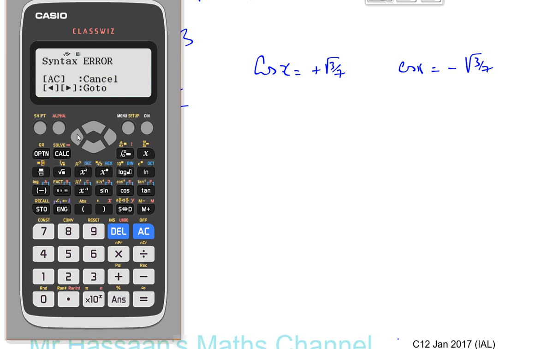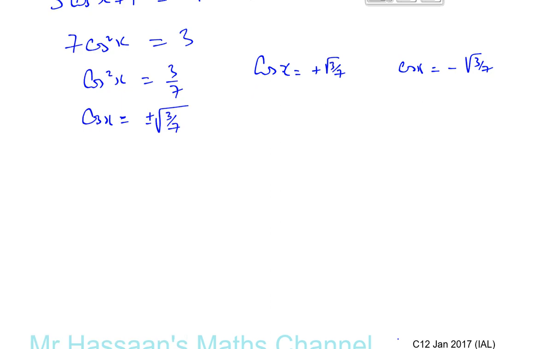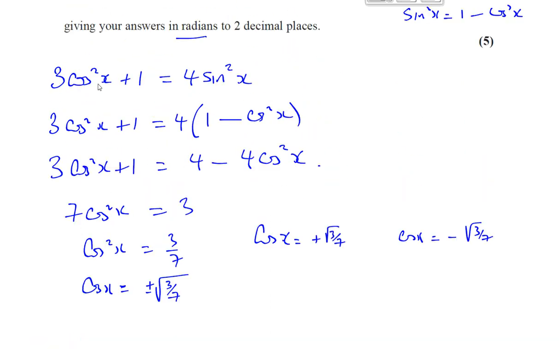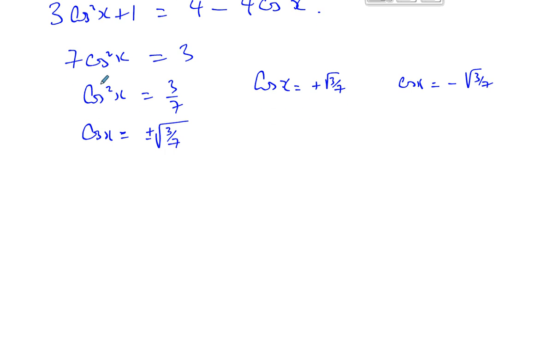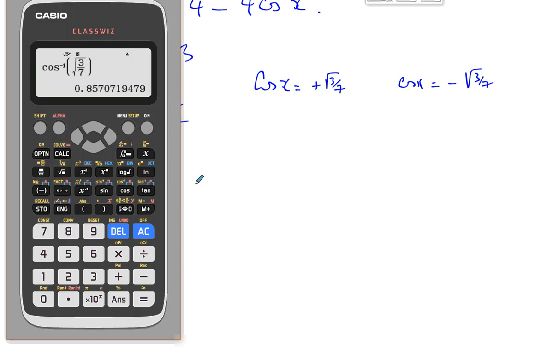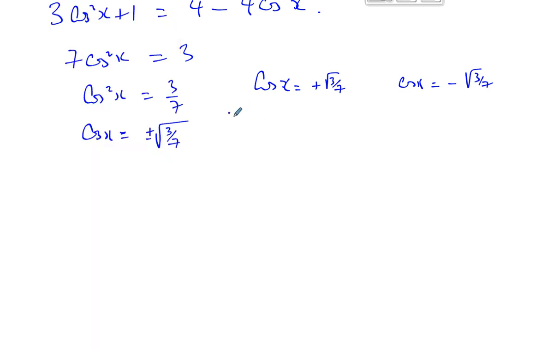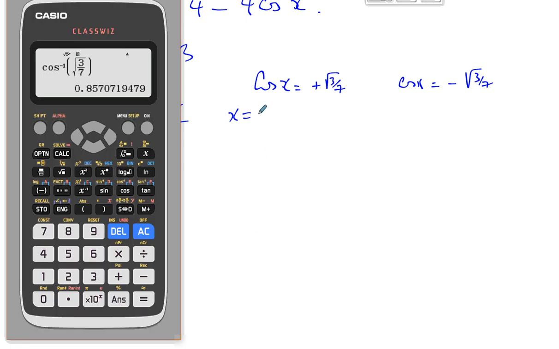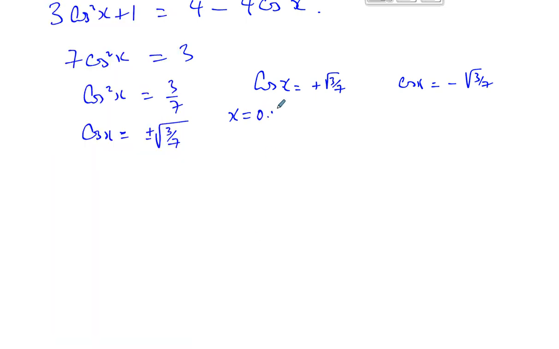Got to be very careful with this. Move it out and then close the bracket. There we are: 0.8571. I'm going to write it to more than the required decimal places. They told us to do 2 decimal places, but I'm going to put at least 3 or 4 for now, and at the end round it. So x equals 0.8571.